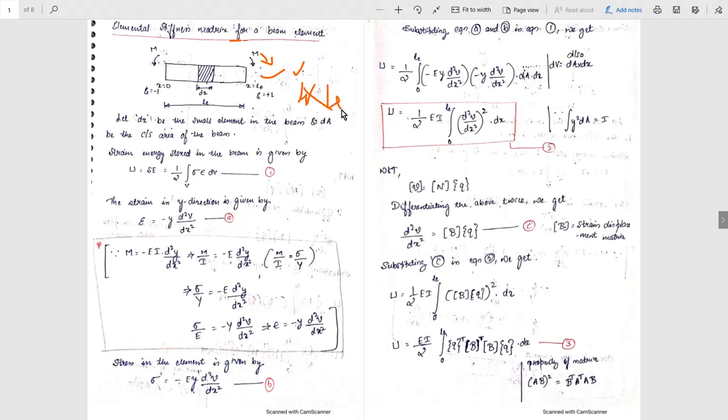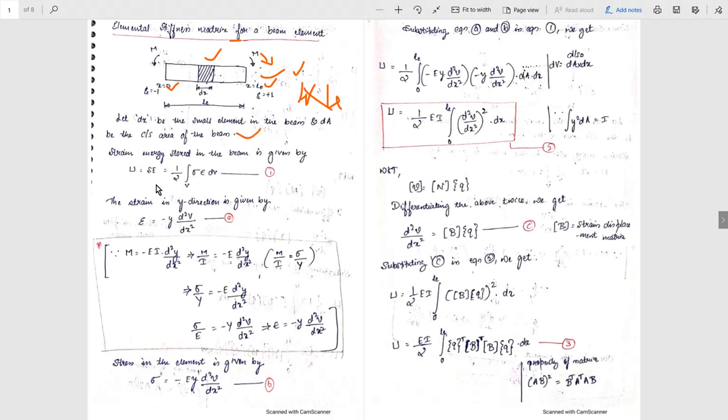Now let us consider a beam subjected to bending moment M, length of element LE. If you are considering the global coordinates, when you apply the limits after integrating, the limits will be 0 to LE, but when you are using natural coordinates, it will be +1 to -1. Xi will vary from +1 to -1. Let dx be the small element in the beam and dA be the cross-sectional area of the beam.